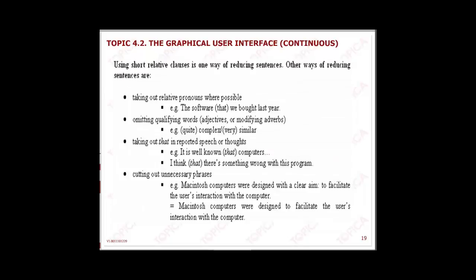Using short relative clauses is one way of reducing sentences. Other ways of reducing sentences are taking out relative pronouns where possible. For example, the software we bought last year. Omitting qualifying words, adjectives, or modifying adverbs. For example, quite complex, very similar.